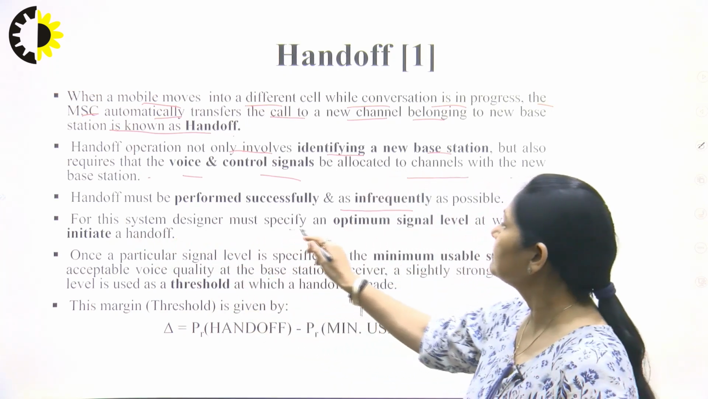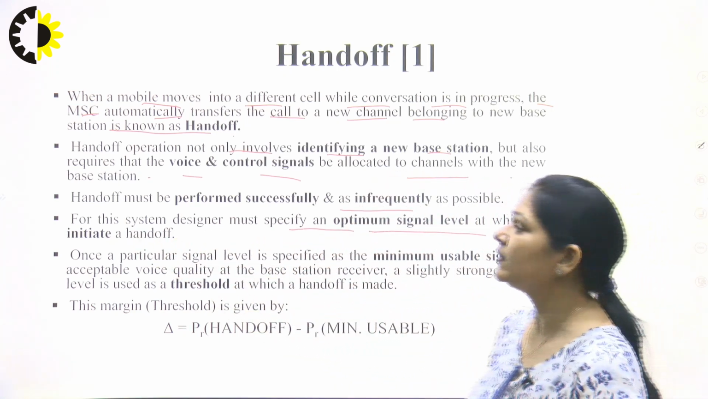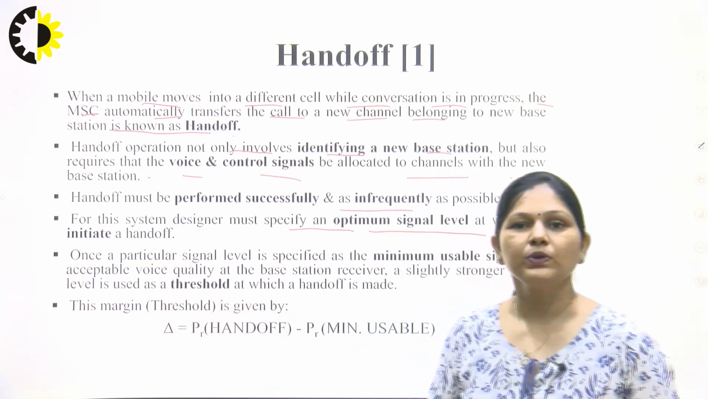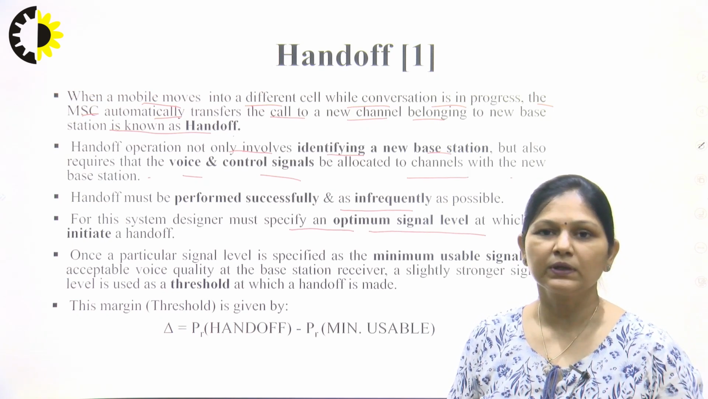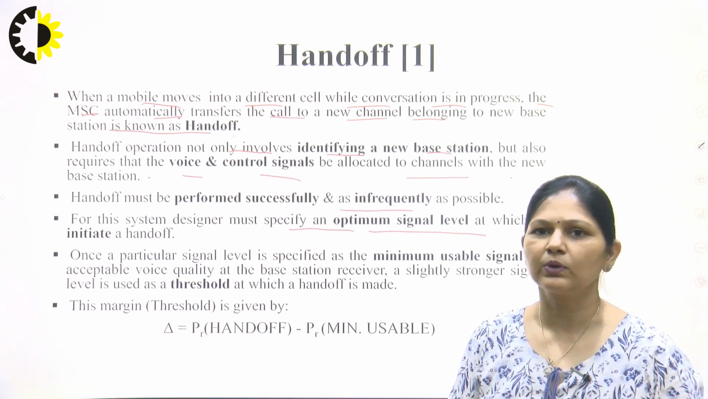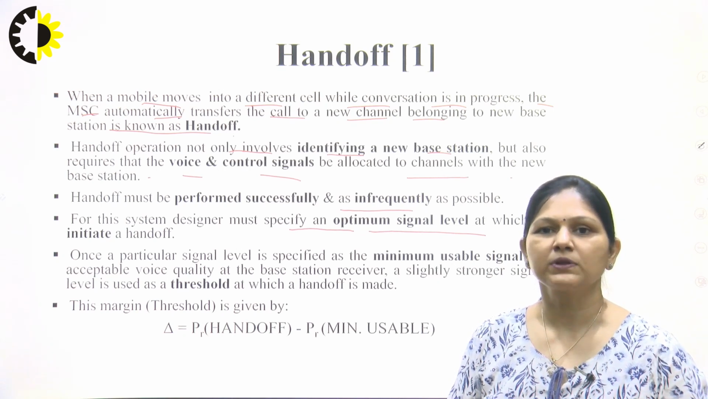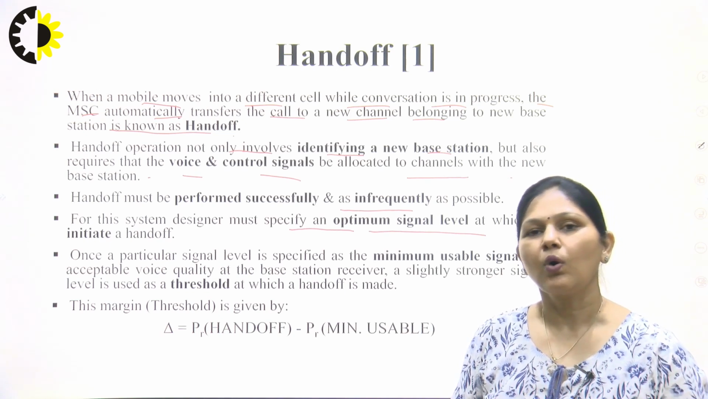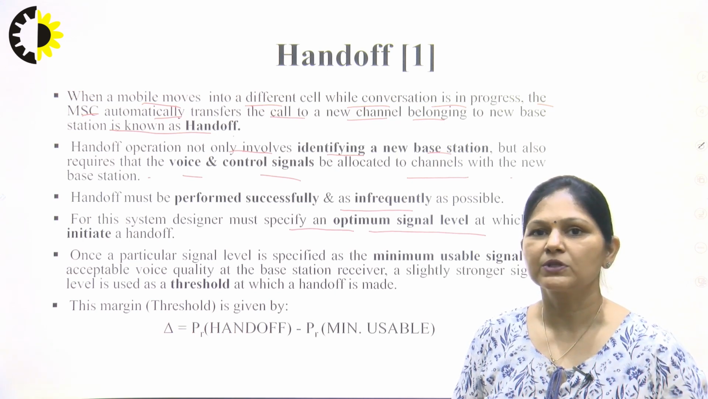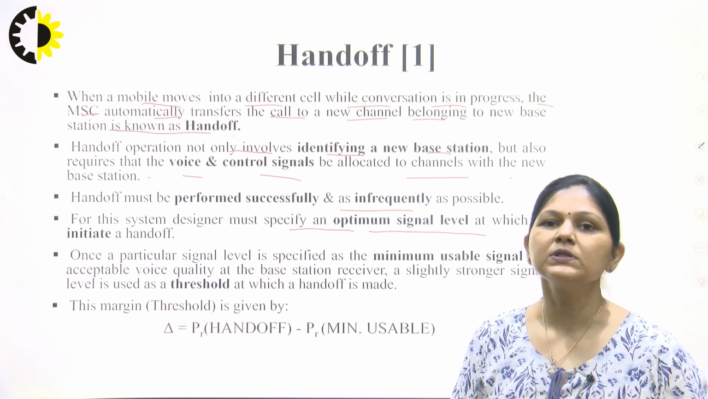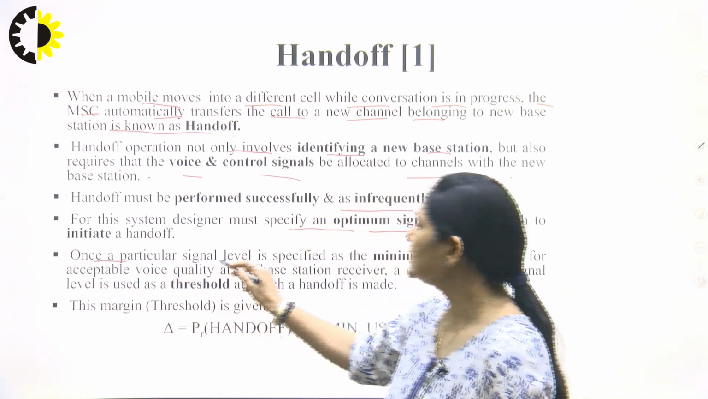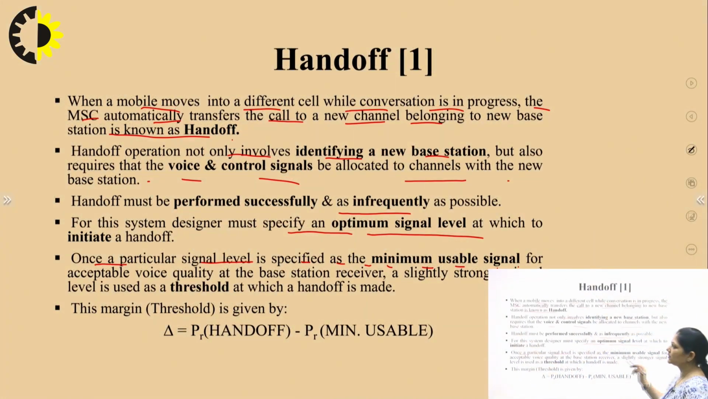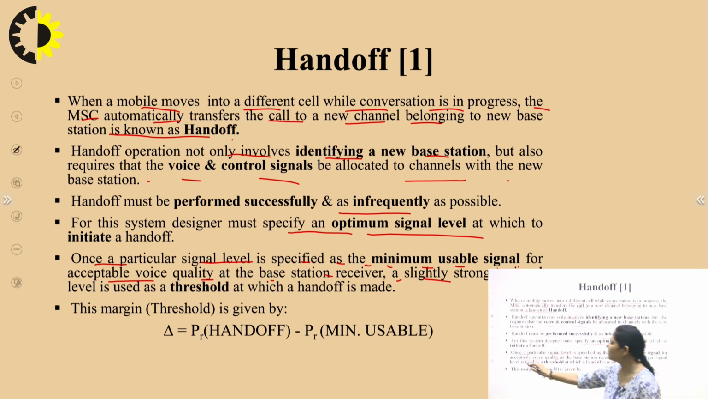For this, the system designer must specify an optimum signal level at which to initiate the handoff. Whenever we are on a call, we are connected with a base station and have a particular range of signal with it. If that signal level drops below a particular threshold level, only then should the handoff occur to the other base station. So it is important to study the minimum power level that will initiate the handoff. Once a particular signal level is specified as the minimum usable signal for acceptable voice quality at the base station receiver, a slightly stronger signal level is used as threshold.